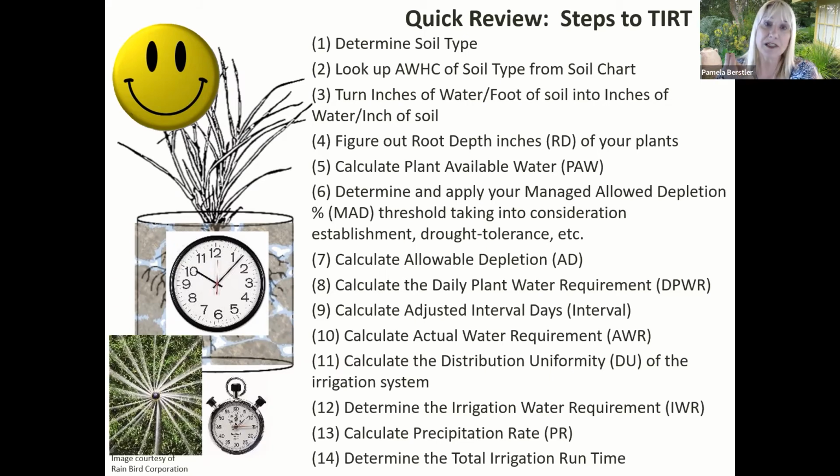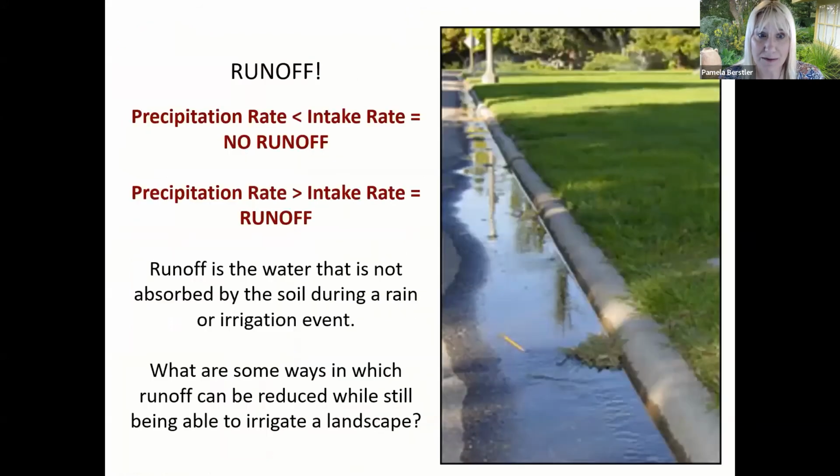We take our precipitation rate, which is always expressed in inches per hour. And now we have the information to figure out how many minutes it is going to take us to apply the irrigation water requirement to the landscape. And that is our total irrigation run time. Voila. That's a big deal. I can't tell you how many people can't do this, and they certainly can't do it on the back of an envelope, which you will be able to do in very short order.